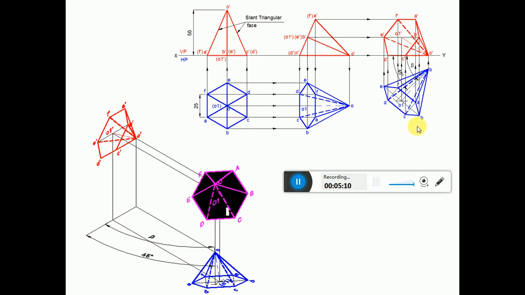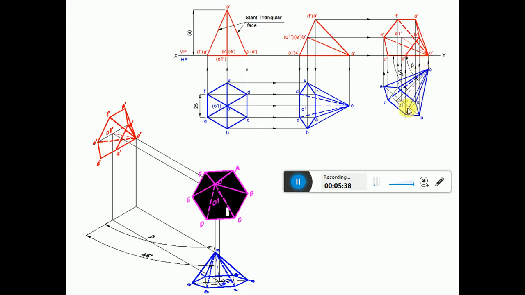Then complete the third position top view exactly the same as the second position top view, including visible and invisible edges, and dark them. Then we need to draw the front view. When you want to draw the front view, draw a vertical projector from O to the XY line, because O dash is on the XY line, so you get the point O dash.